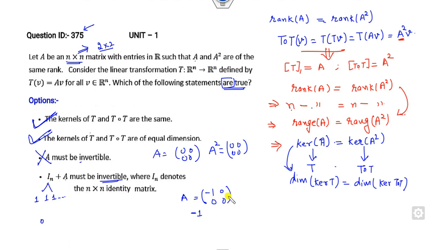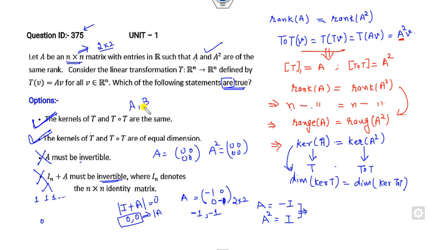Or you can simply take A as minus I, for example. Then what is A square? This is I. You can see the ranks of both are the same, which satisfies the property. What are the eigenvalues of A here? This is minus 1, minus 1. So if I consider 2 cross 2, then the eigenvalues of I plus A are 0, 0. Once the eigenvalues are 0, the determinant of I plus A is 0, so it must not be invertible. That is not a correct answer either. So the right answer is A and B. That's a very simple task.